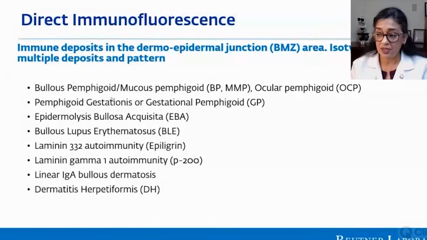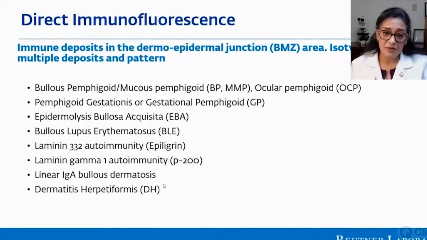It's a heterogeneous group comprising bullous pemphigoid, mucous membrane pemphigoid, ocular pemphigoid, pemphigoid gestationis or gestational pemphigoid, epidermolysis bullosa acquisita, bullous lupus erythematosus, laminin 332 autoimmunity, which was previously known as epiligrin autoimmunity, the laminin gamma 1 autoimmunity, also known as P200, linear IgA bullous dermatosis, and dermatitis herpetiformis.